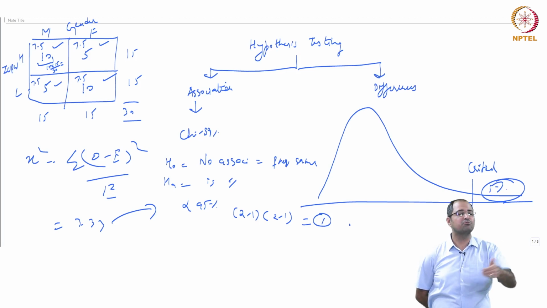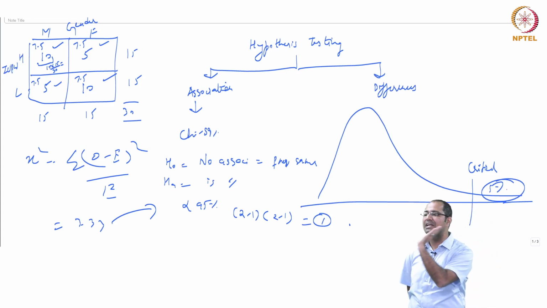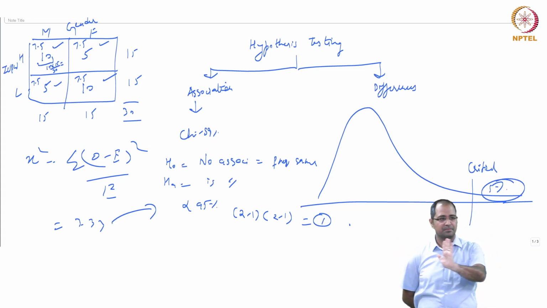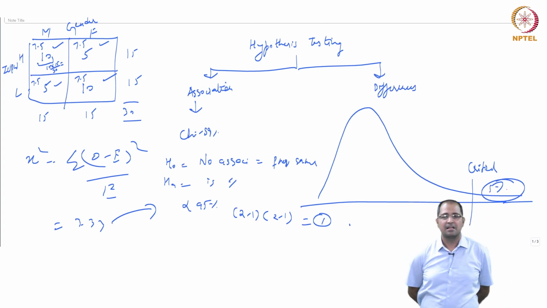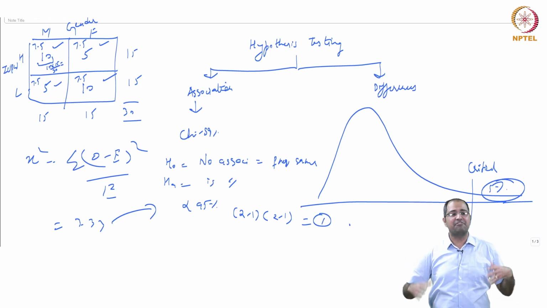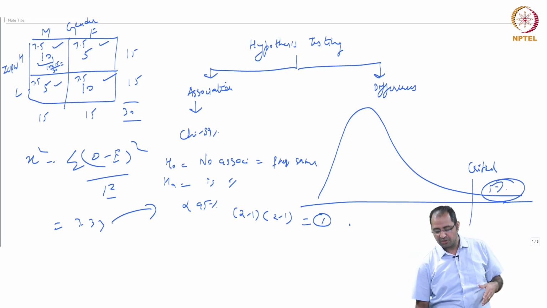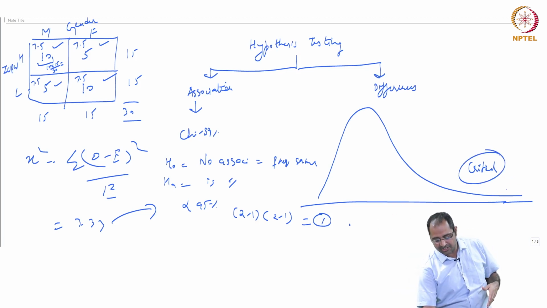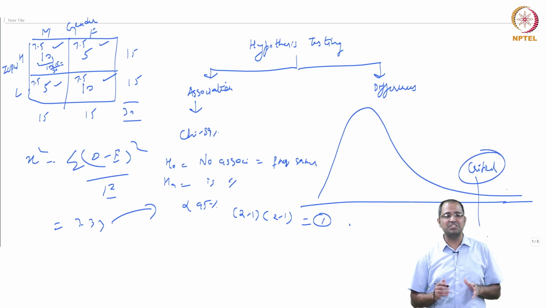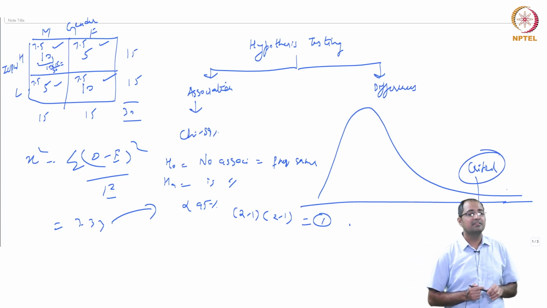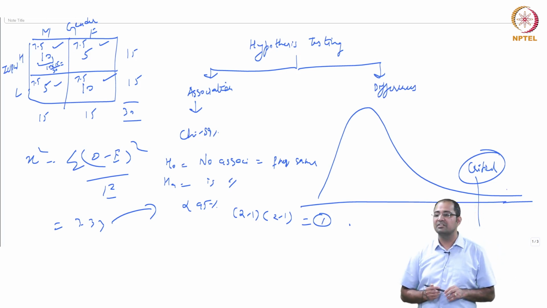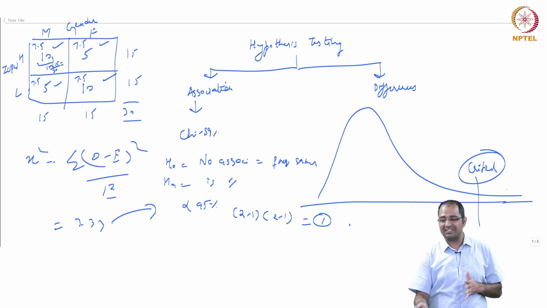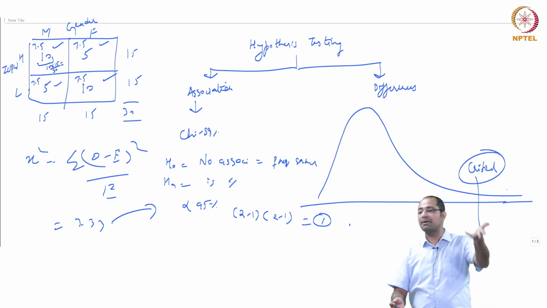If the null hypothesis were true, the difference between observed and expected would be 0. Now we are calculating how much the difference is. If the difference is huge, how huge? That is the critical value. If it is larger than that, then we reject the null hypothesis.